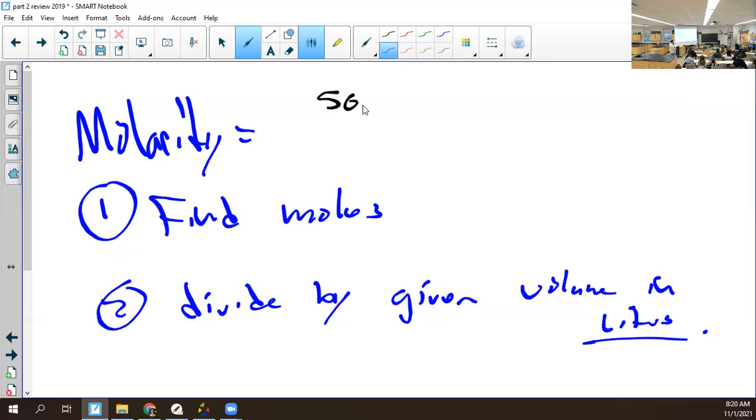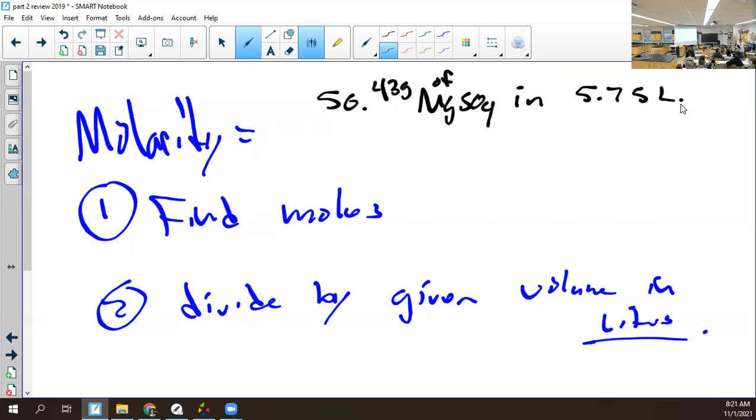Number 50 is MgSO4. That's the compound, correct? And we have 43 grams of it in how much volume? 5.75 liters. Okay, two steps. First, find the number of moles by taking the given number. It says 43 grams of MgSO4 in 5.75 liters. Step number one, find the moles.